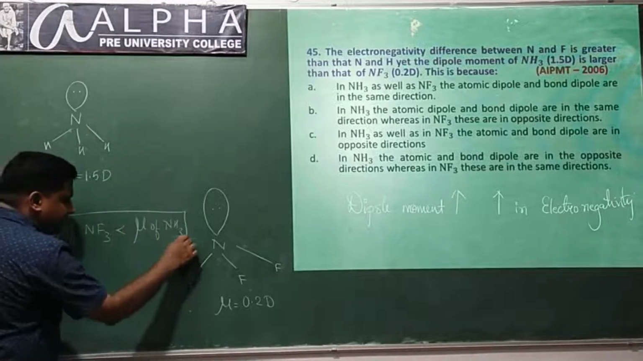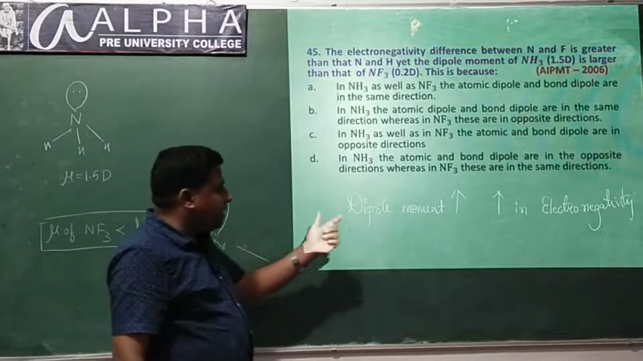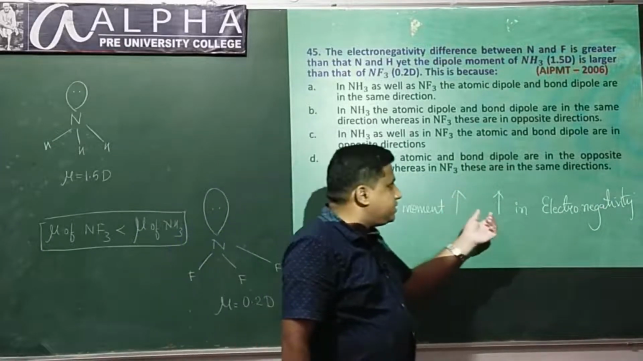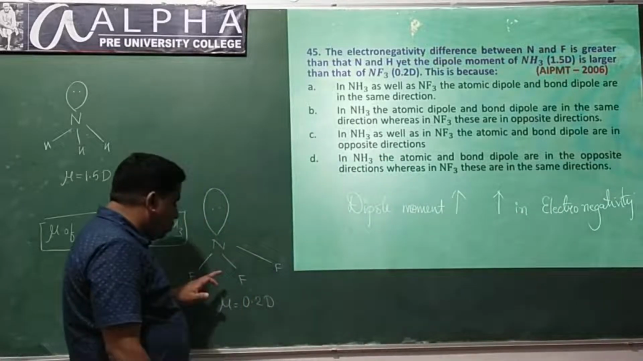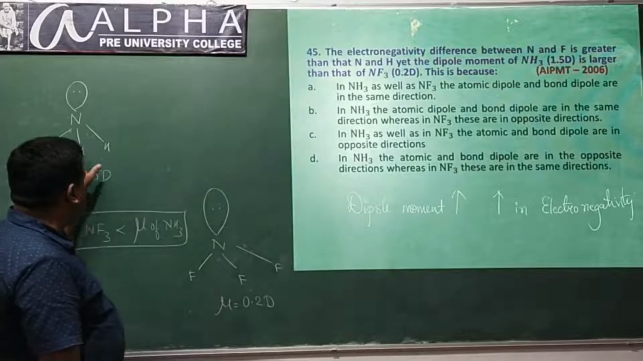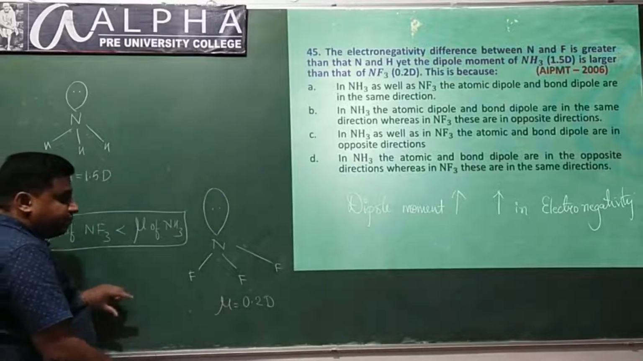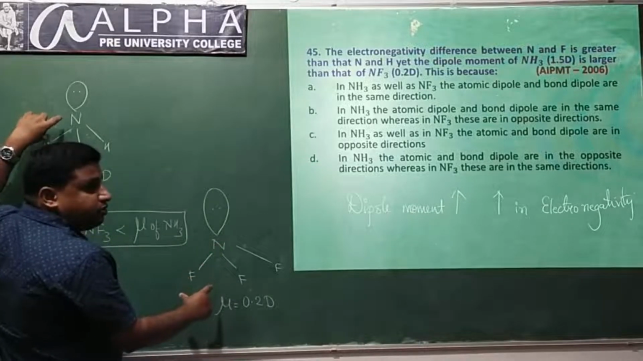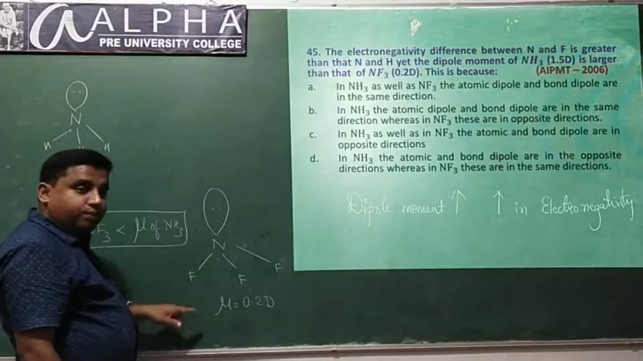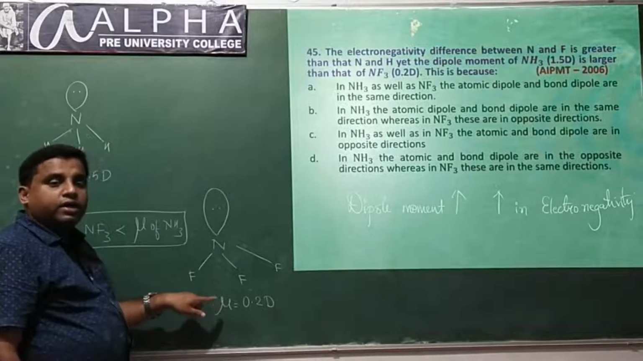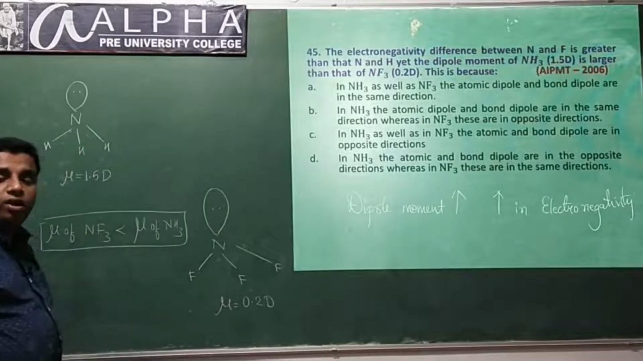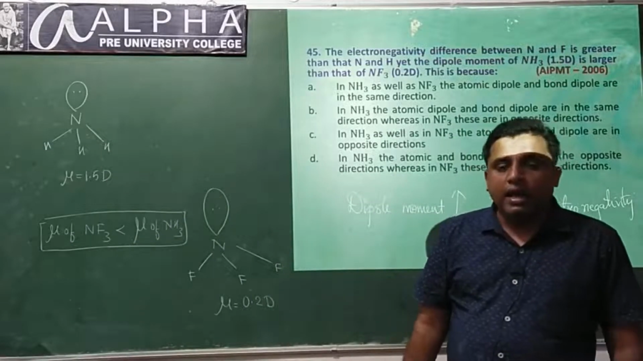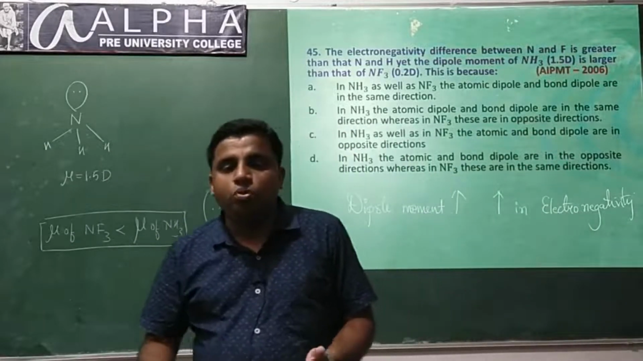See students, I have given you a statement there. Dipole moment increases with increase in electronegativity. We know fluorine is more electronegative than hydrogen. That means the electronegativity difference between nitrogen and fluorine is more than that between nitrogen and hydrogen. But still, the dipole moment of nitrogen trifluoride is less than the dipole moment of ammonia. Why? You have to justify this. I am telling you that as the electronegativity increases, the dipole moment increases.